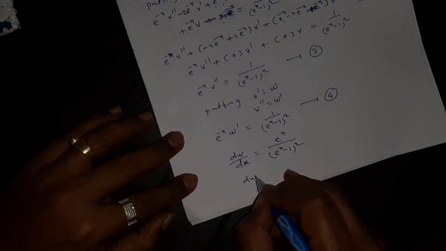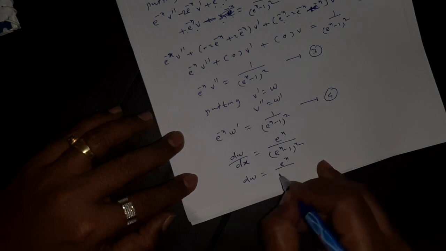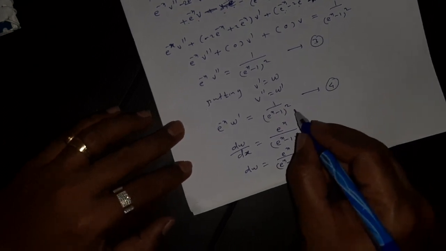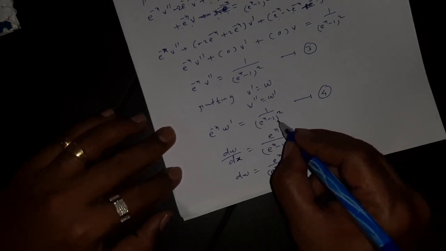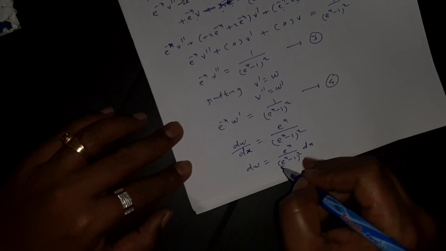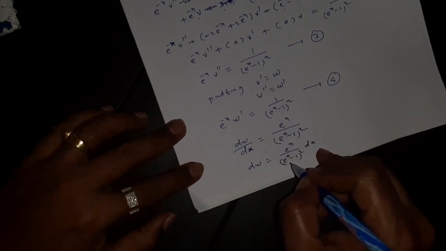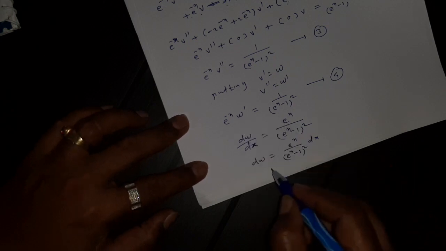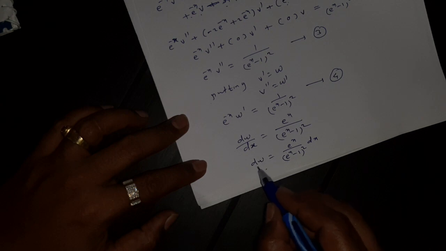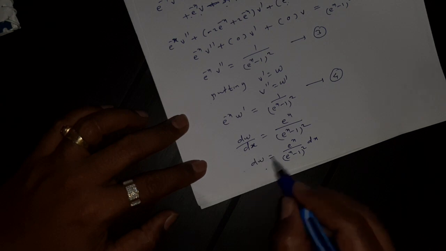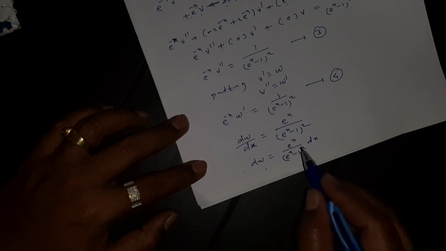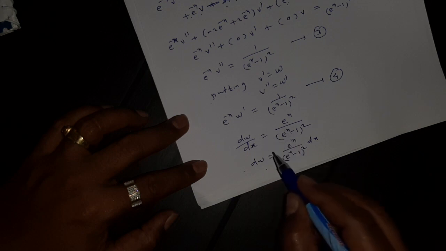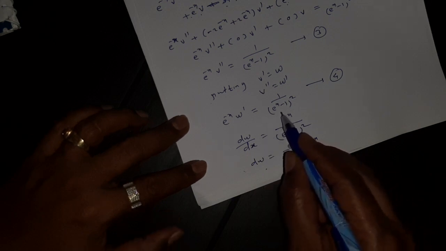So separate the variables. dw is equal to e raised to x divided by (e raised to x minus 1) bracket square into dx. So this equation 4 is in variable separable form. When we separate the variables, there are two variables w and x. Observe this step. The LHS contains terms of w only, and the RHS contains the terms of x. That's why we say this is the variable separable form.